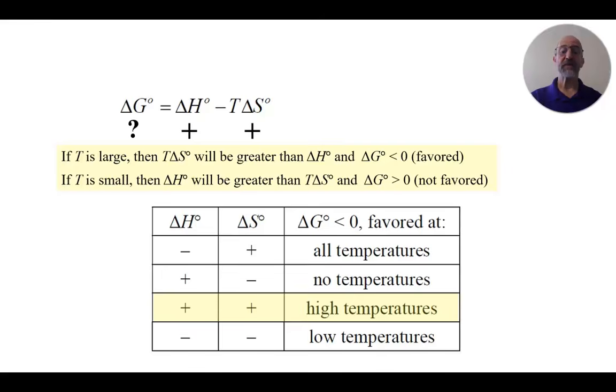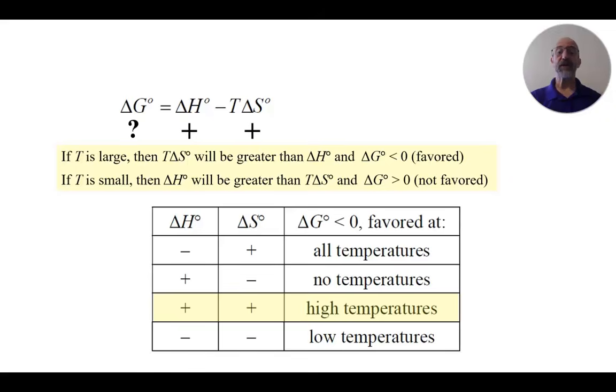On the other hand, if the value of T is small, then the value of delta H will be greater than the value of T delta S, and that would cause delta G to be positive at low temperatures. So favored at high temperatures, not favored at low temperatures.